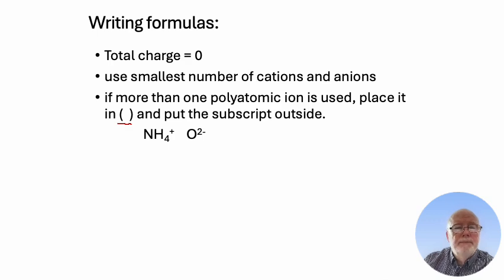Now here's an example. We have ammonium, NH4 positive, and oxide -2. Now just look at the charges. The charges are not the same. They don't add up to 0. It's going to take 2 ammoniums to give us a +2 to balance off the -2.